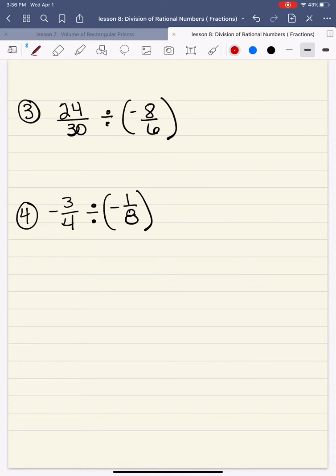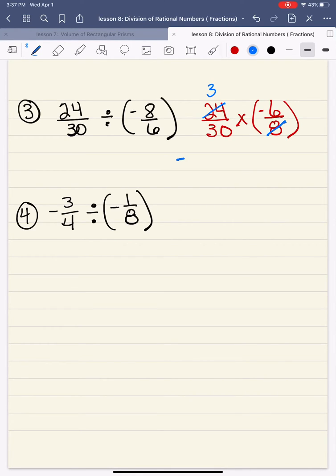Okay, I'm going to set it up with our keep, change, flip. So keep the first fraction, change to multiplication, and flip the second fraction over. The signs are different, so my answer is going to be negative. I can simplify both ways here. So I'm going to simplify the 8 and 24, dividing them both by 8. If you were thinking of a common factor like 2 or 4, you can divide by those, but then they'll also simplify again. So 24 divided by 8 is 3.